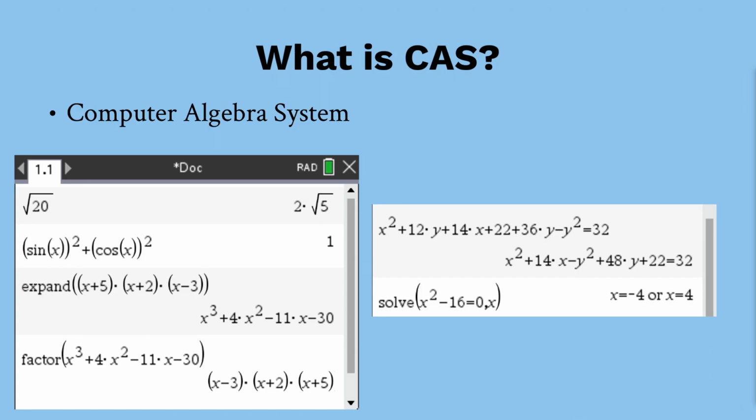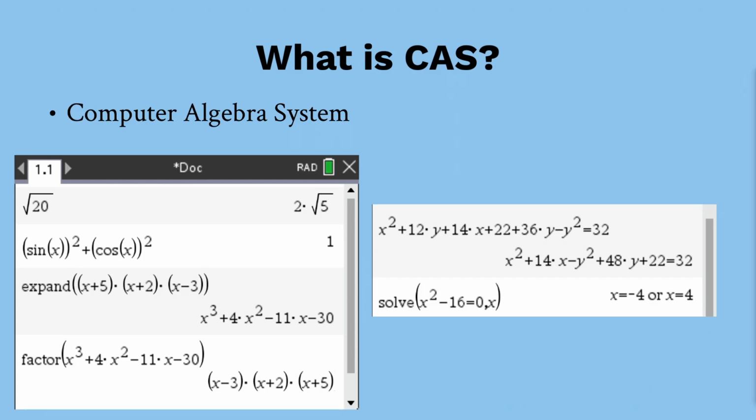Similarly, the CAS calculators know trigonometric identities. So over there you see sine squared x plus cosine squared x. That's a common Pythagorean identity, and that equals 1. Also notice that it can work with variables. So we didn't actually put in a value for x. We just put x there, and it was able to simplify that to 1 because that's the actual identity.